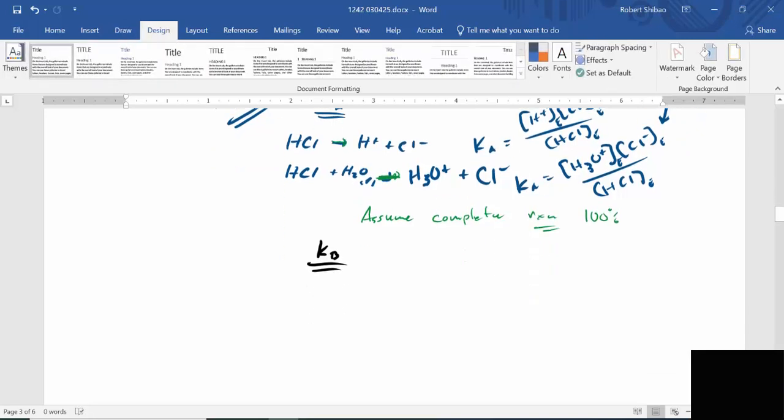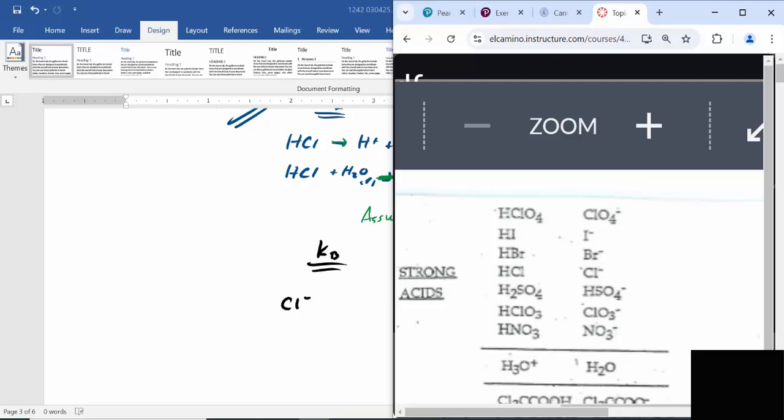So let's do chloride. Chloride's a base. Do you see chloride here on the chart? It's on the base side. This is what we call the conjugate base of HCl. So HCl is the acid, its conjugate base is chloride, or chloride's the base, its conjugate acid is HCl. So these are conjugate pairs.